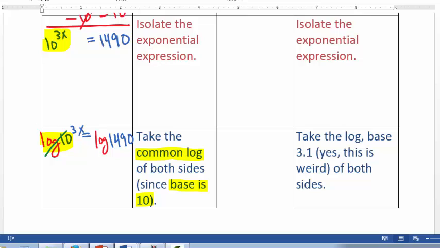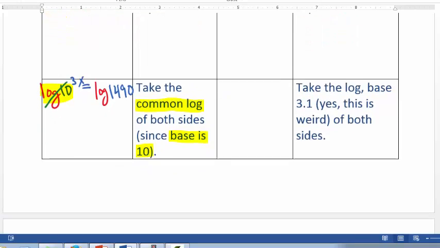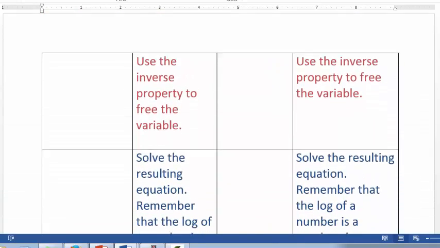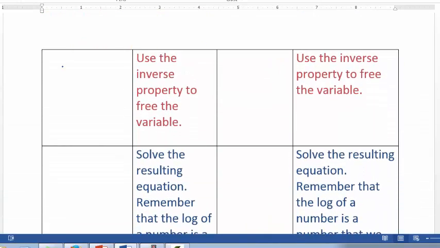Just like addition and subtraction would do, or multiplication and division would do. So now what ends up happening is my left side, using the inverse property, is just 3x. So I use the inverse property to free the variable. The exponent was just 3x, and on the right side I just have log of 1490.